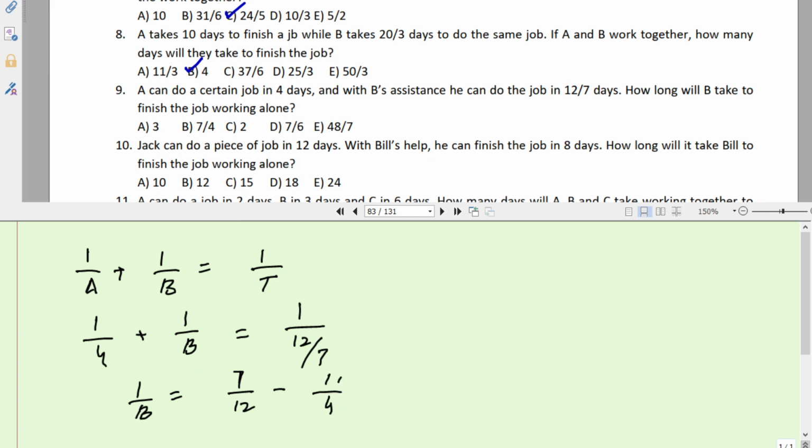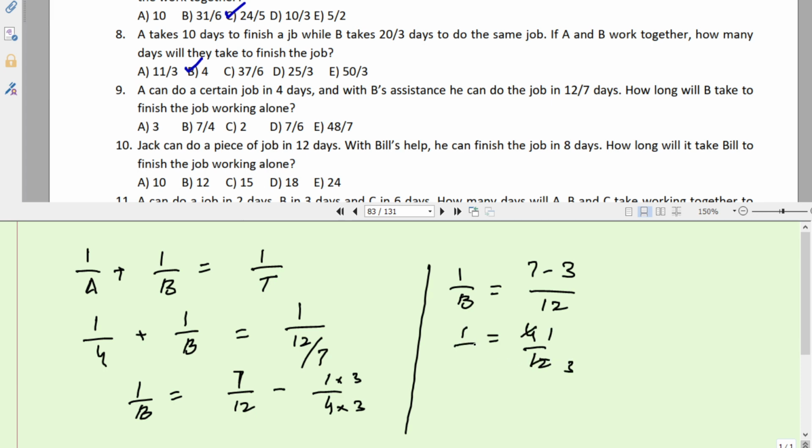So you can multiply it with 3 here and with 3 here. So 12 and 12, the denominators will be same. So we will have 1 over B is equal to 7 minus 3 divided by 12. That is 4 over 12 and that is 1 over 3. So it means B takes 3 days to finish the job alone. That's it. So this formula comes handy when you want to do this type of questions.